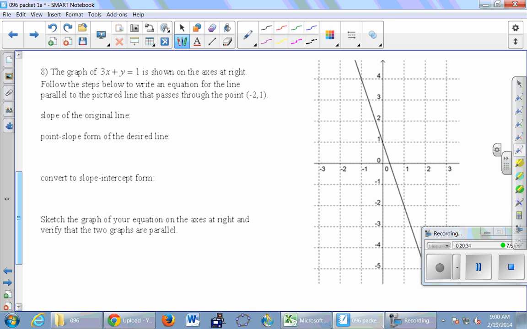All right, so it says the graph of 3x plus y equals 1 is shown on the axes at right. And what we're going to do is write an equation for the line parallel to that line that passes through the point (-2, 1). So I'm going to plot the point (-2, 1). You don't really need to, but it might help us to visualize a little bit. So there's the point that I want to hit, and I want to be parallel to the line that's given, so I'll just eyeball it very poorly and try again. So we just want some line that's parallel-ish to the line that's given and hits the magic point.